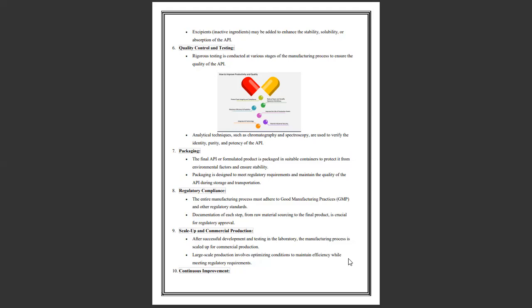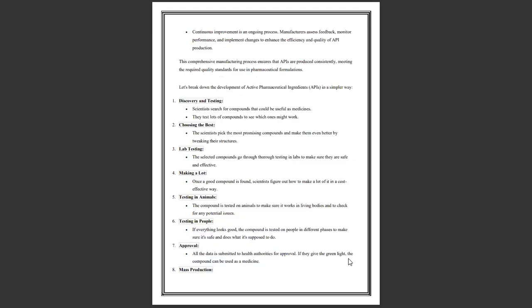Okay, next point is the continuous improvement. Continuous improvement is an ongoing process. Manufacturers assess feedback, monitor performance, and implement changes to enhance the efficiency and quality of API production. This comprehensive manufacturing process ensures that APIs are produced consistently, meeting the required quality standards for use in pharmaceutical formulations. Okay, these are the points.